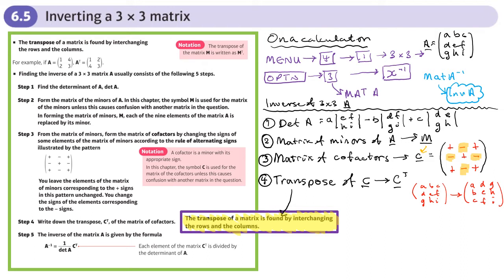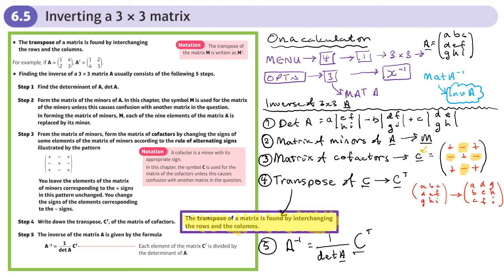Step number 5. The inverse of the matrix, A inverse, is equal to 1 over the determinant of A, times the last thing that we just did, the transpose of the matrix of cofactors, which came from the matrix of minors. So there's quite a few steps there.